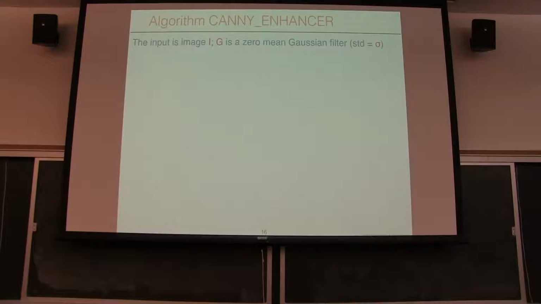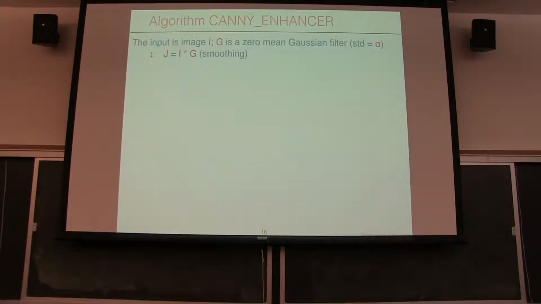So I have an input image I, and this is a conceptual Canny edge detector, because it's not the most efficient implementation of it, okay? I have a zero mean Gaussian filter that I'm going to use to smooth my noise. This Gaussian filter has a parameter sigma, which means how much I smooth my signal. If sigma is large, I'm going to blur my edges more. If sigma is small, I'm going to blur them less, okay?